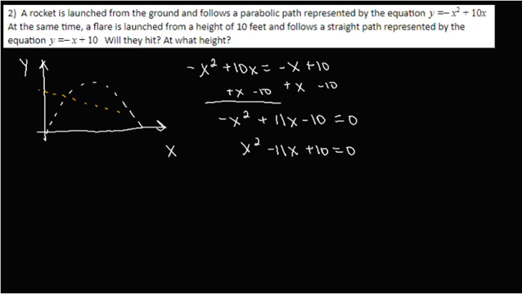And once again, I first of all want to look and see, can I factor this? And yes, I can. This factors out to x minus 1 and x minus 10. So x equaling 1 and x equaling 10. So yes, they will hit, because when we model both of these together as one quadratic, we get these two different answers. Now, let's see, at what height? So the first part, yes, they will hit.